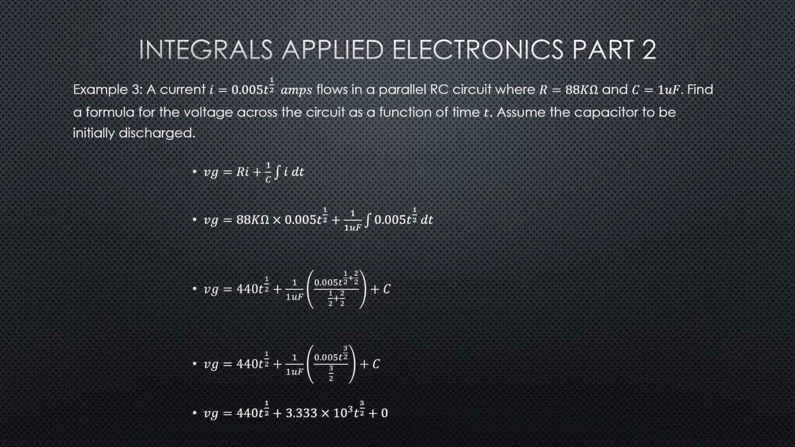So the formula that we're going to use is our Vg equals R times I. The front end is just Ohm's law. Resistance times current is voltage. Now we're going to add that to a 1 over C times the integral of I dt. And we should get a final answer of Vg is equal to 440 t raised to the 1/2 plus 3.333 times 10 to the 3rd power times t to the 3/2 power. And since the capacitor was initially discharged, our C is equal to 0.